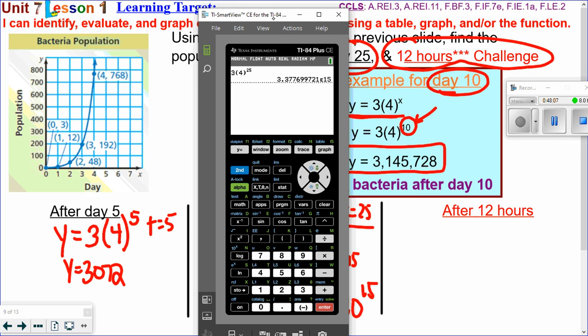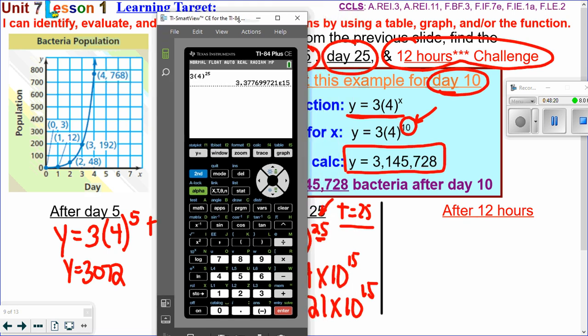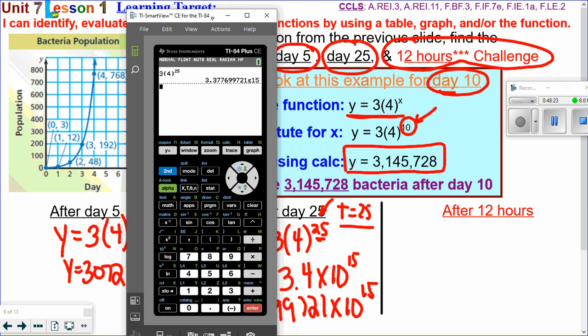Use scientific notation. So after 12 hours, wow, 12 hours. What I'm saying here is that you can fall for the trick here. This is the function, y equals 3 times 4 to the x, and x stands for days, right? So you can't put 12 in there.